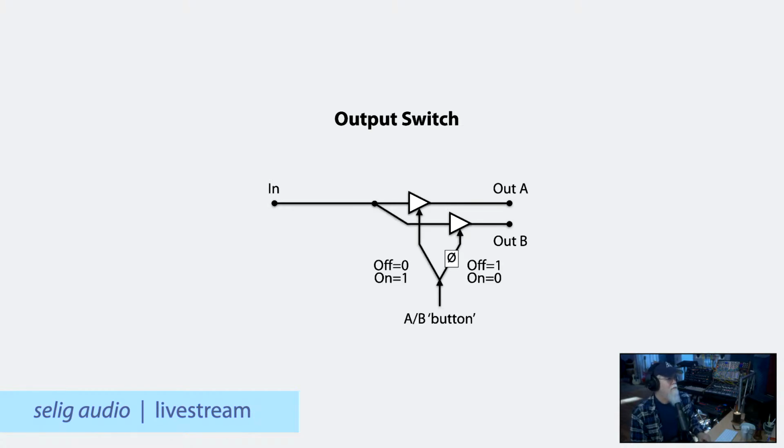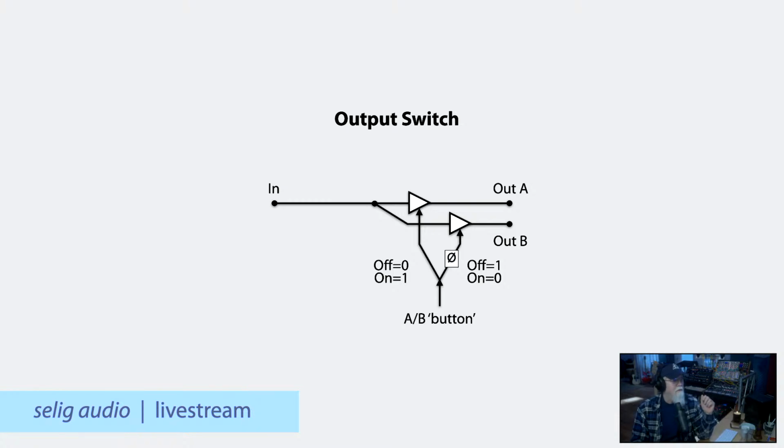An output switch, the second example, like a speaker switch, would be accomplished by splitting the signal like a Y cord and then putting two on-off switches in line with the two outputs and then wiring them opposite of each other, which is actually how it's done in analog hardware, so that when the button goes down, one goes off, the other goes on, and then when the button's up, it's the other way around.